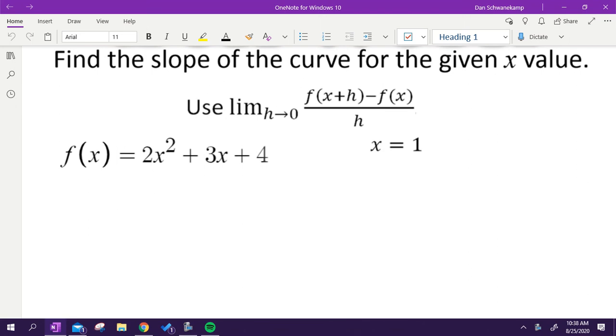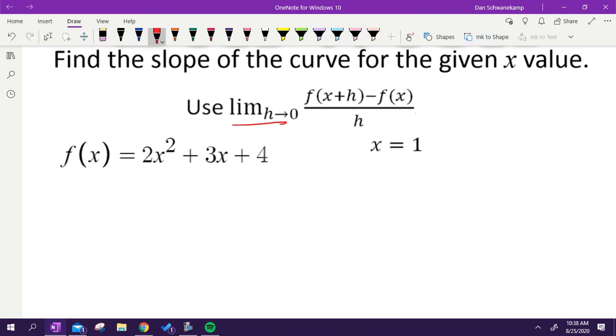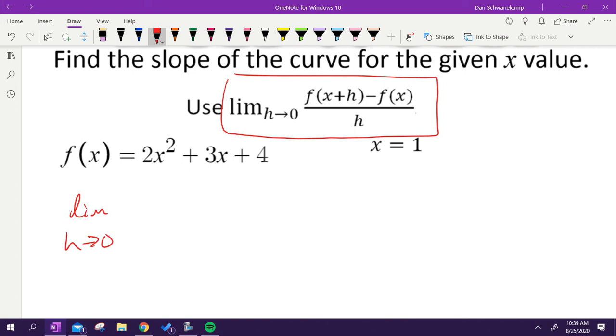So this is called the limit definition of a derivative. The limit definition of a derivative. That's what we're working with here. It says find the slope of the curve for this given x value, and we are using this model right here. So let's set that thing up. We're going to find the limit as h approaches 0. The first thing it asks us to do is to write f of x plus h. What does it mean for me to do f of x plus h?